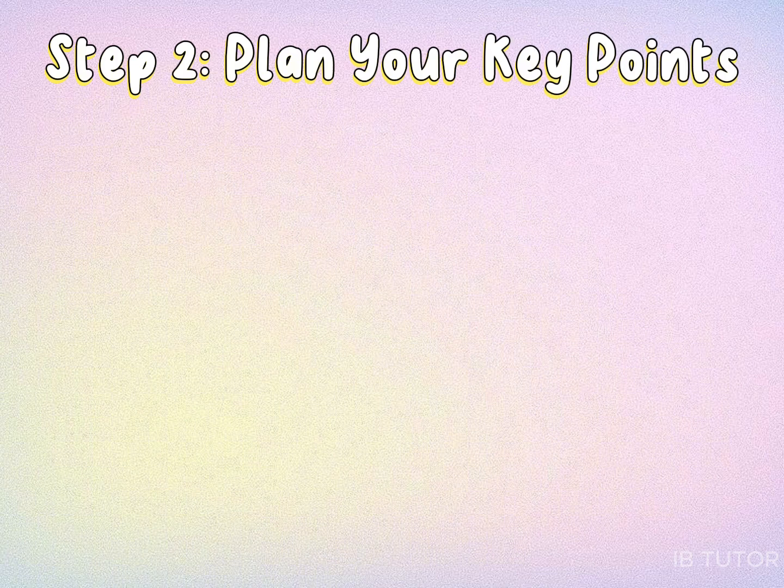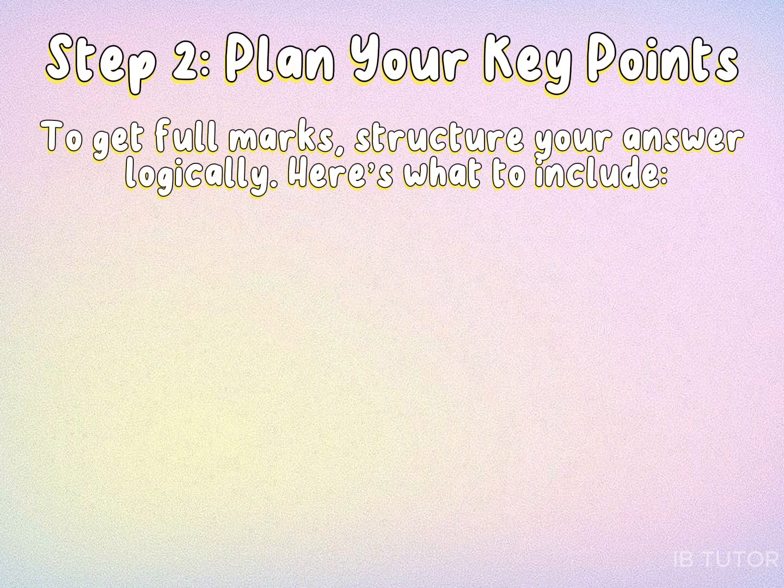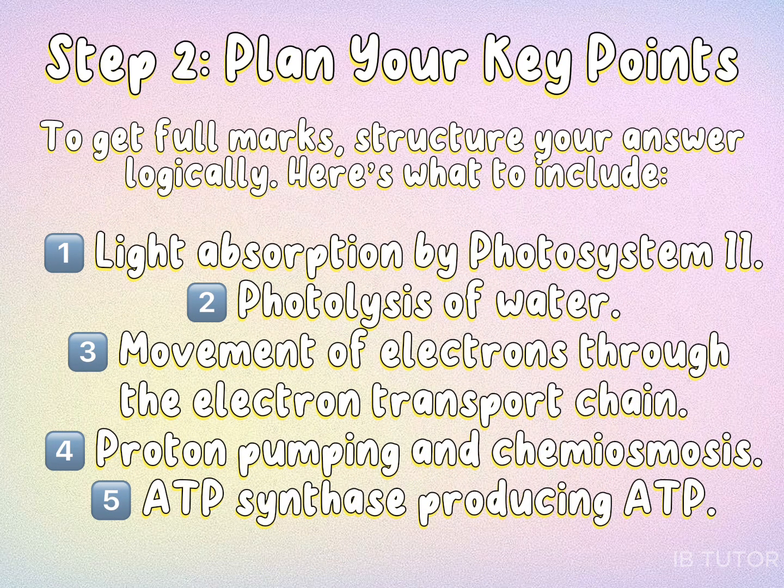Step 2. Plan your key points. To get full marks, structure your answer logically. Here's what to include. 1. Light absorption by photosystem. 2. Photolysis of water. 3. Movement of electrons through the electron transport chain. 4. Proton pumping and chemiosmosis. 5. ATP synthase producing ATP.